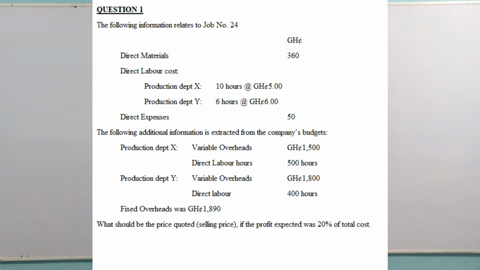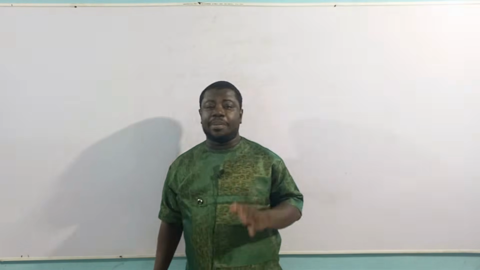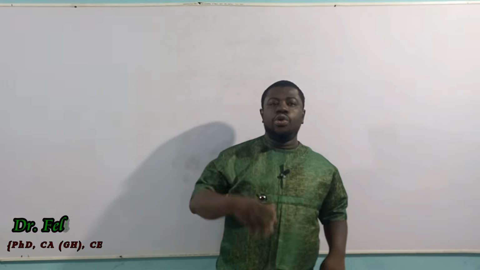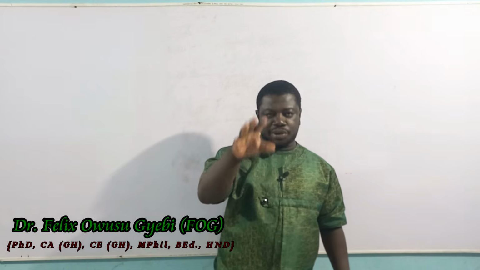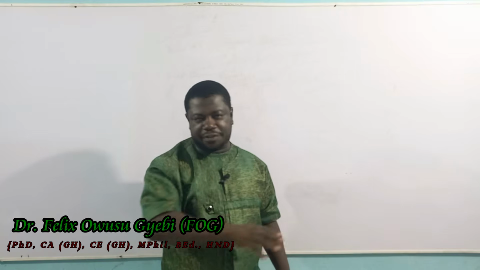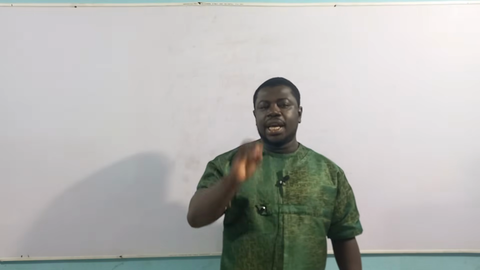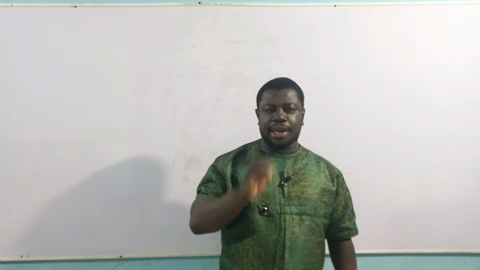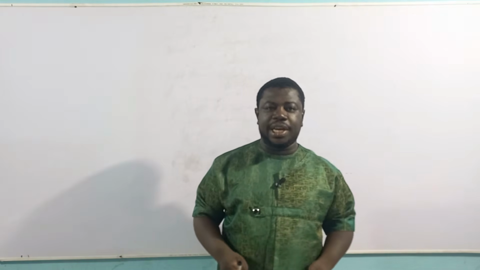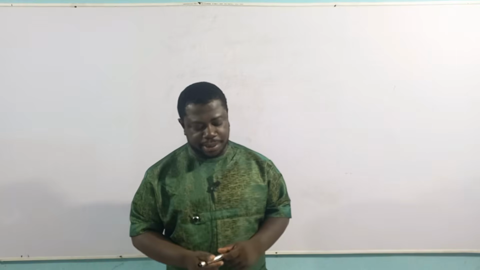Now, the following additional information is extracted from the company's budgets. So we have production department X, variable overhead. So this information is from the budget. And when information is from the budget on overheads like this, we are going to look at the predetermined overhead absorption rates. Okay, the overhead absorption rate, which is also treated by me in a different video. So you can go back and look at how I have explained the overhead absorption rates, and then you can apply them in this. But I'm still going to explain anyway how to calculate the overhead absorption rate.